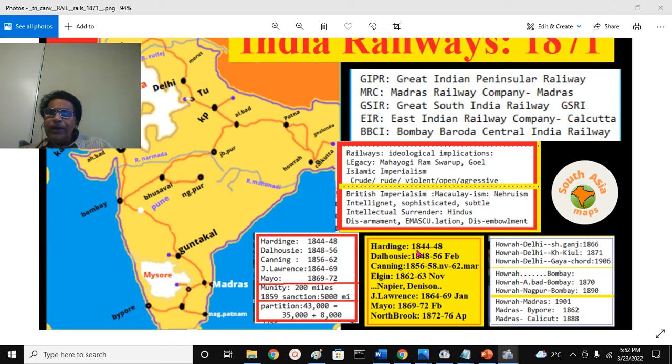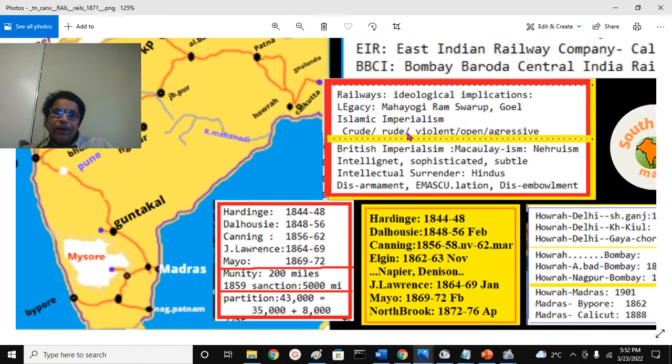Hardinge left and demitted office around 1848. That is, the British hadn't annexed Punjab at that time. They were in Lahore, which was controlled by the Khalsa Sarkar. He was replaced by Lord Dalhousie, who ruled nearly 8 years.